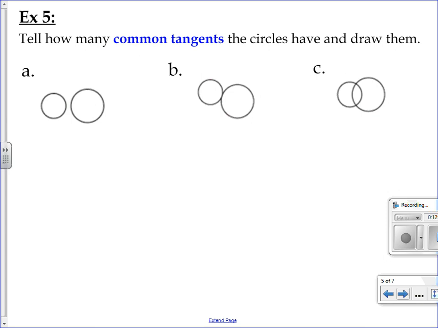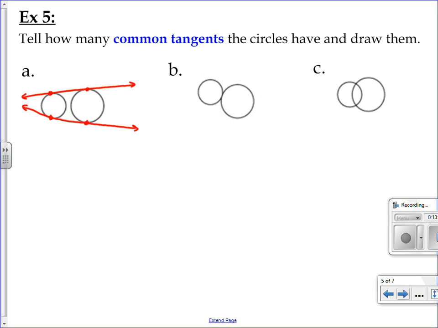Whenever your circles are separate, you're going to have the most common tangents. So I'm going to draw that first common tangent that I drew on the very first slide. Let's say I have a hit and run at the very top. Well, we can also draw another hit and run going down here towards the bottom.